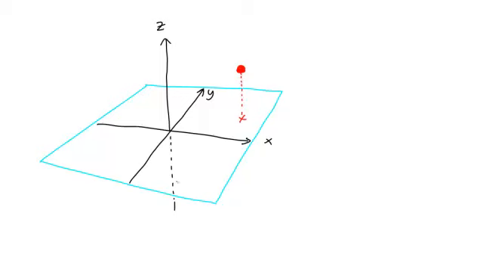So imagine we have a point floating around in R3. This third coordinate description starts by measuring the distance between that point and the origin. So this distance right here is going to be called rho.